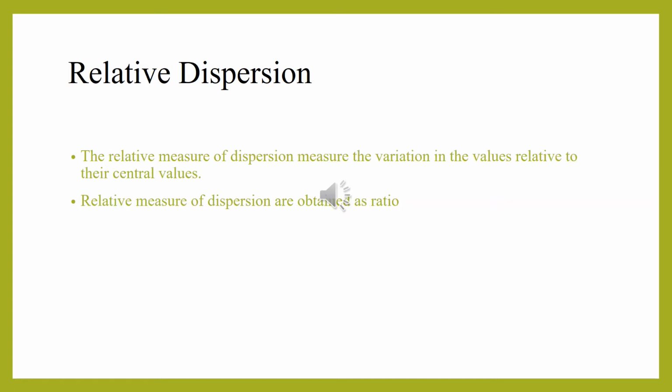Relative dispersion is expressed in terms of ratio or percentage. If there is one series of data, then we calculate absolute dispersion. If there is more than one series, two series of data, then we apply the relative dispersion.